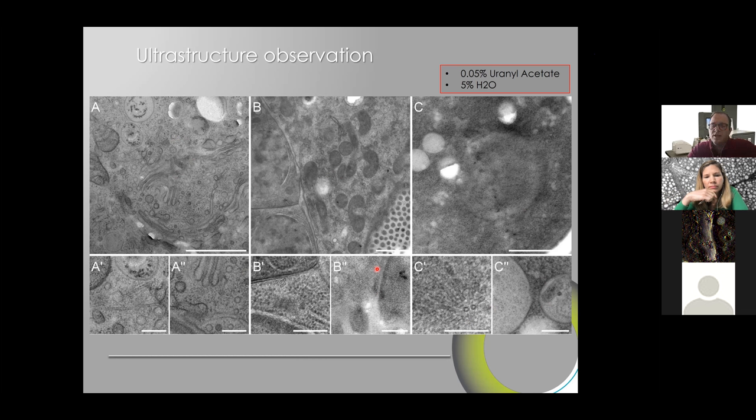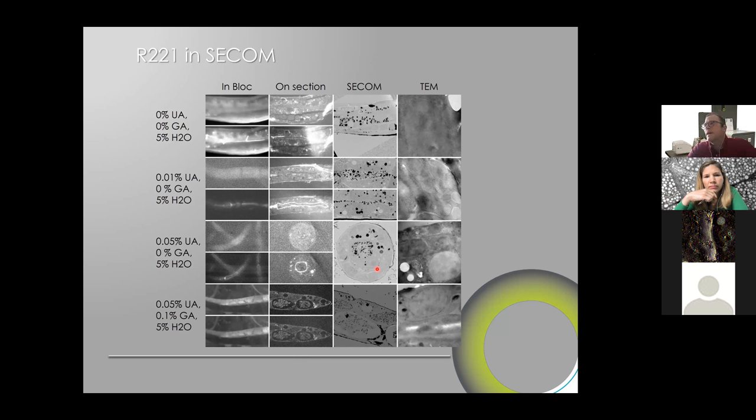But obviously, the sectioning was a big deal. What we noticed is that the embedding is not ideal. If you have some fragile regions, the sections will break up, and this makes a lot of holes. So basically the resin is not ideal for TEM and microtomy sectioning.